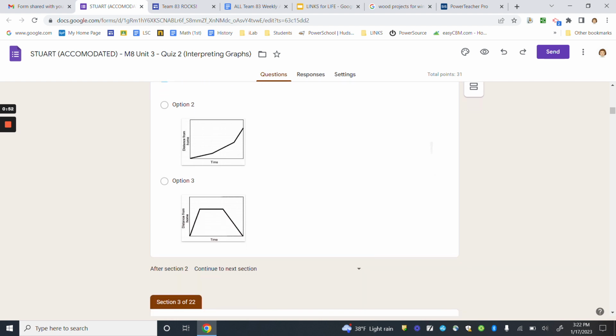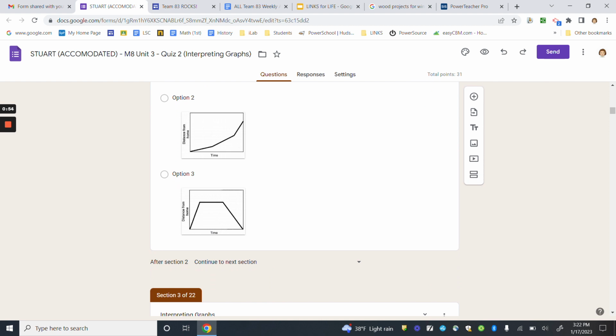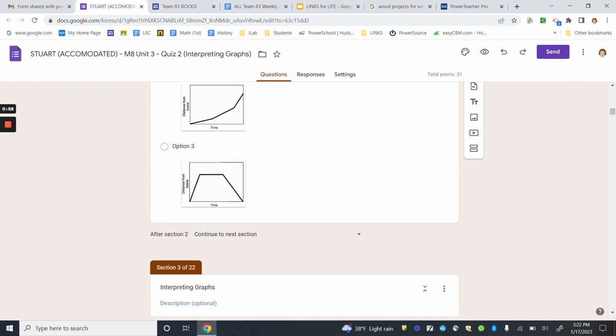Make sure you take a look at your labels. Is it option 2 or option 3? We're talking distance.